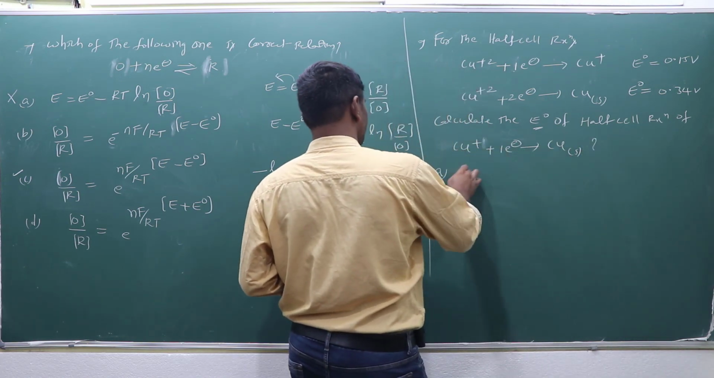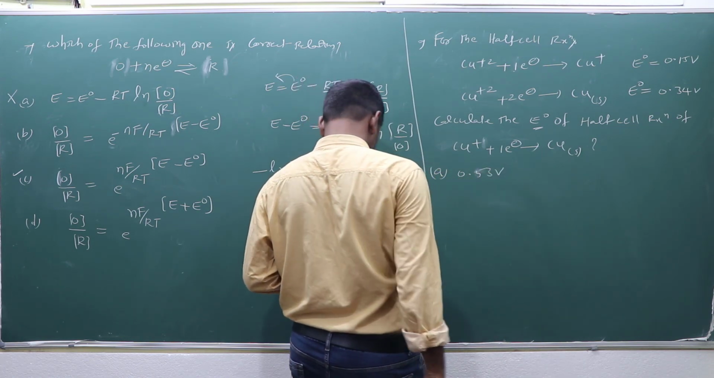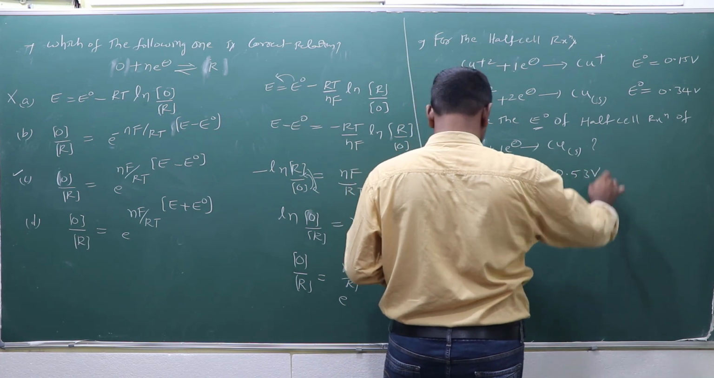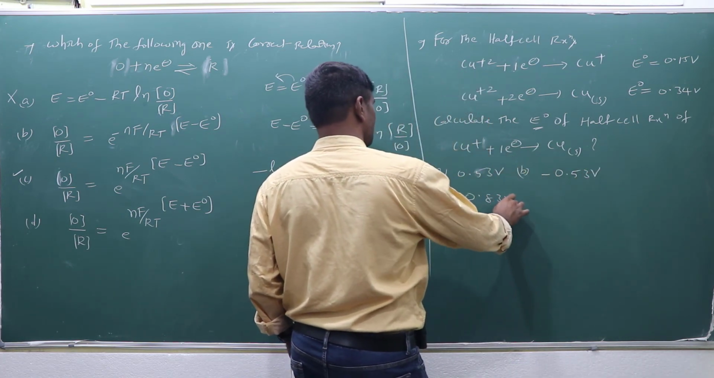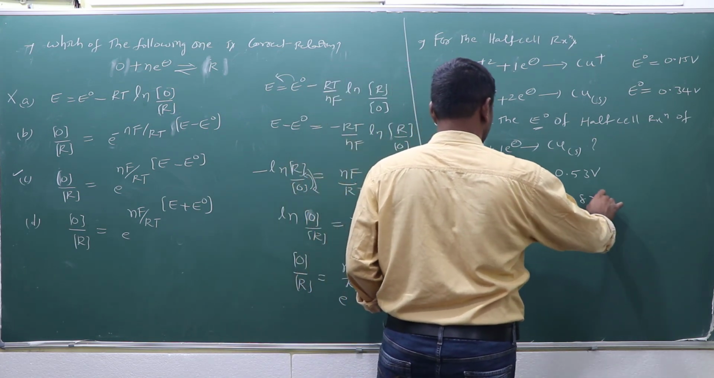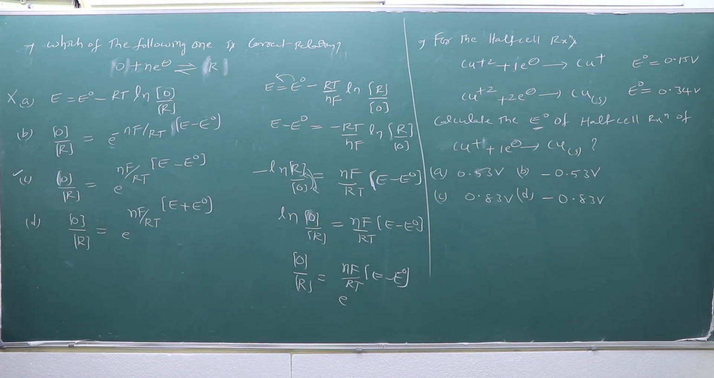Option A is 0.53 volts, option B is minus 0.53 volts, option C is 0.83 volts, option D is minus 0.83 volts. How to calculate that?